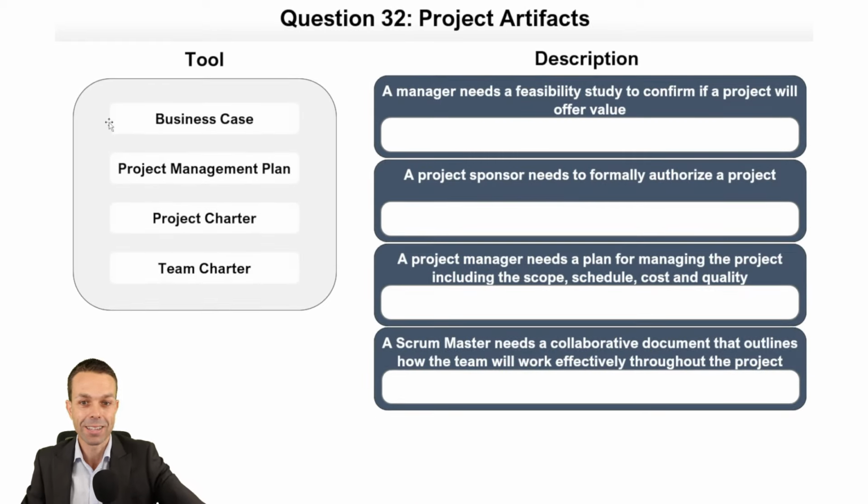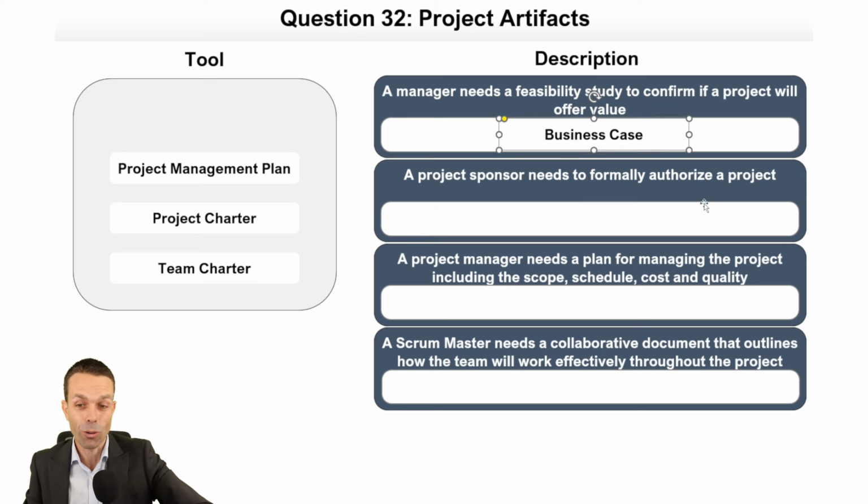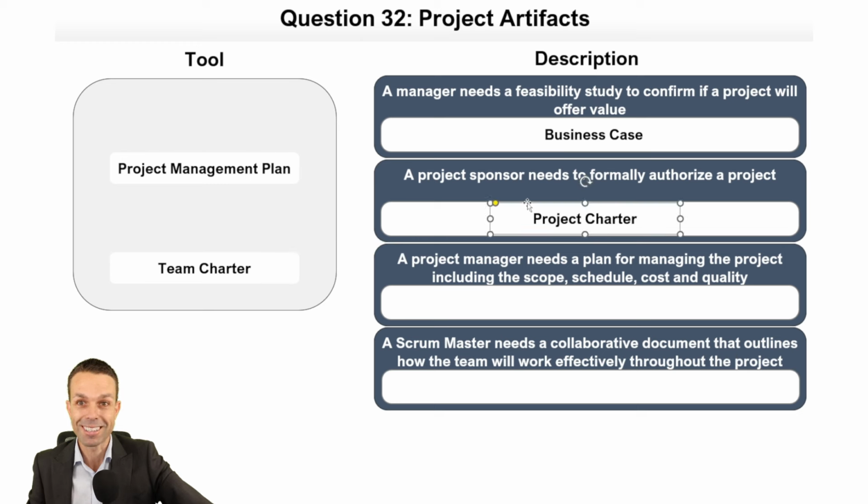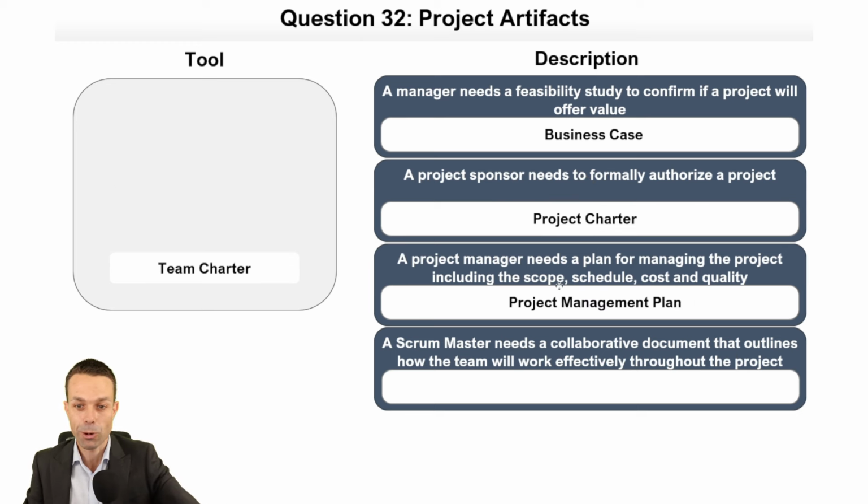Project artifacts. A project manager needs a feasibility study to confirm if a project will offer value. That is our business case. A project sponsor needs to formally authorize a project. We do that with our project charter. Exactly right. A project manager needs a plan for managing the project, including the scope, schedule, cost, and quality. And we just spoke about that.